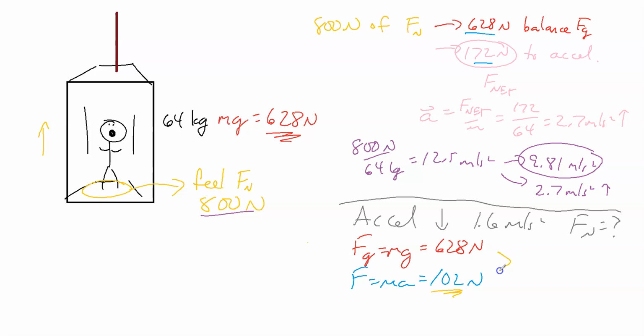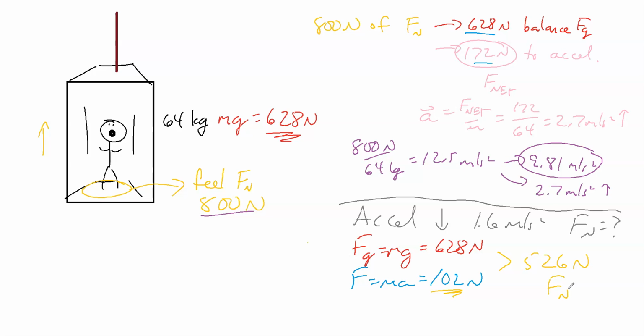And since it's accelerating downwards, he's going to feel less normal force, less pressure on his feet. Well, how much less? Well, apparently 102 less, because that force is being used to accelerate him. So all we have to do is take these two and subtract them, and we would be left with about 526 newtons, and that would be the Fn. So you're standing in the elevator, your weight would be 628. You're still going to feel 526 newtons on your feet because you're losing 102 going towards accelerating you down. Okay, so very similar, just, if you feel more pressure, you can add the forces. If you feel less pressure, less normal force, you can subtract the forces.